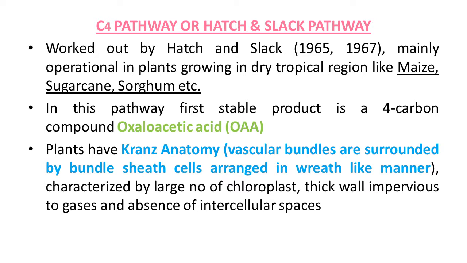Now let's discuss another pathway, that is the C4 pathway, also known as the Hatch and Slack pathway. Plants that are adapted to dry tropical regions have the C4 pathway. As you know, what is the meaning of C4 pathway here? These plants have the C4 oxaloacetic acid as the first carbon dioxide fixation product. They use the C3 pathway or the Calvin cycle as the main biosynthetic pathway.